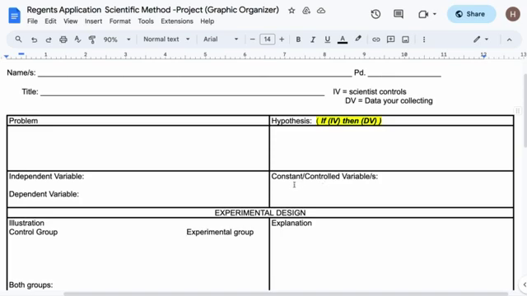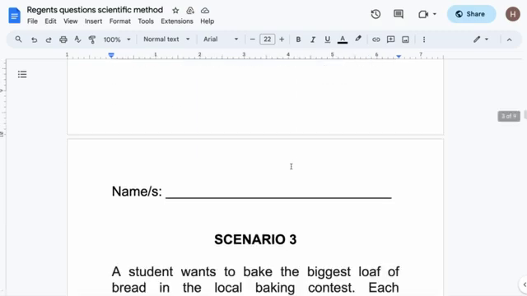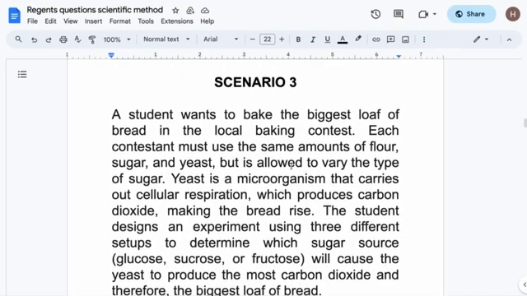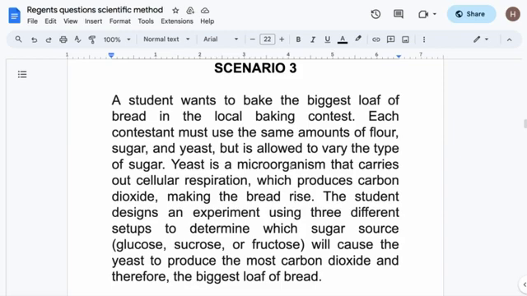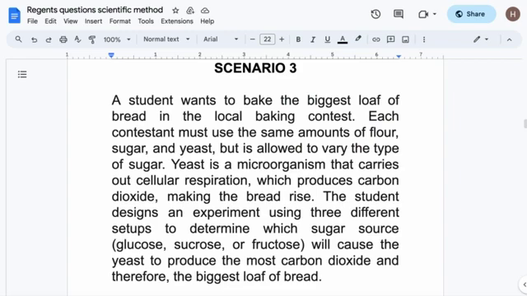And after we figure out that, we're going to write the experimental design. What's the control group? What's the experimental group? And then write down an explanation. So let's decide which scenario we're going to start out with. I think we're going to start out with scenario 3. Quite a few of you used scenario 3, so I'm going to read it with you. We're going to focus on what sentence really tells us what the problem is. It's always the problem, or what's the question that we want to answer. Okay, so let's go back to scenario 3.